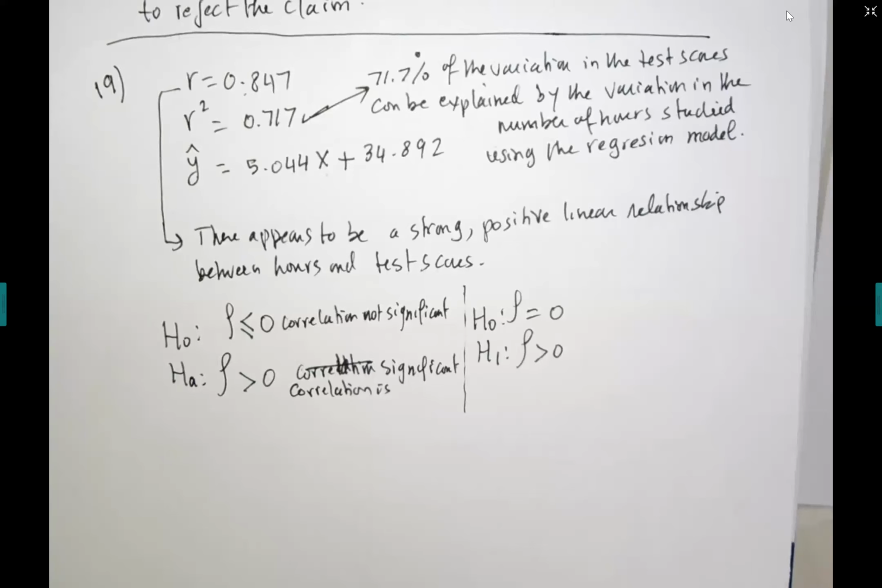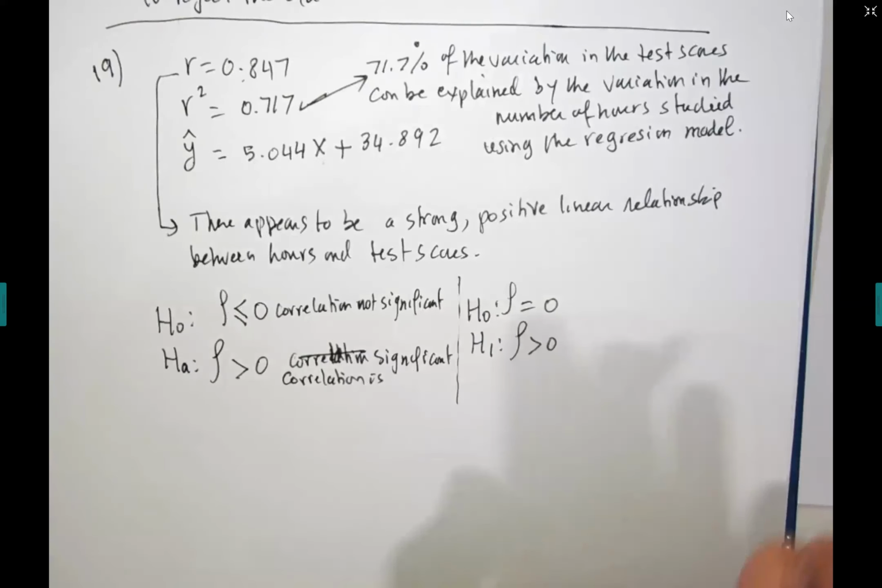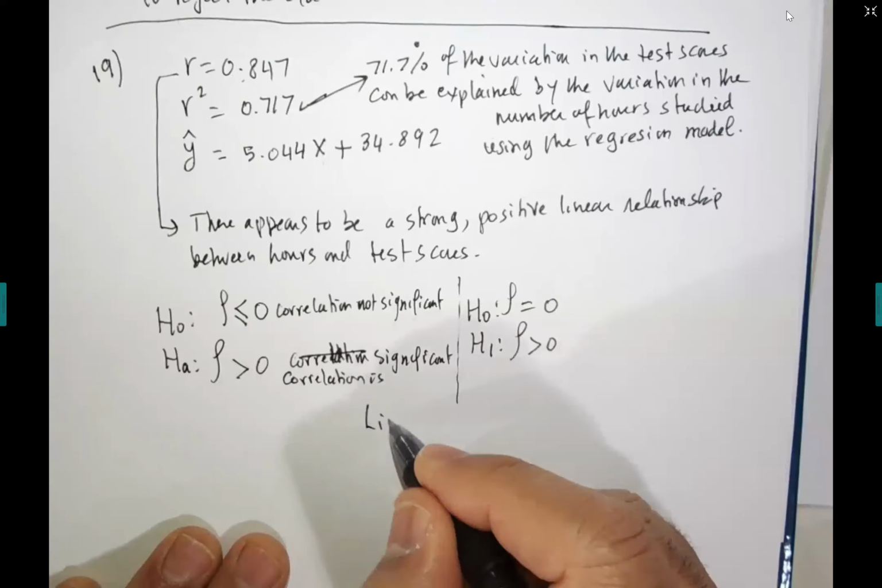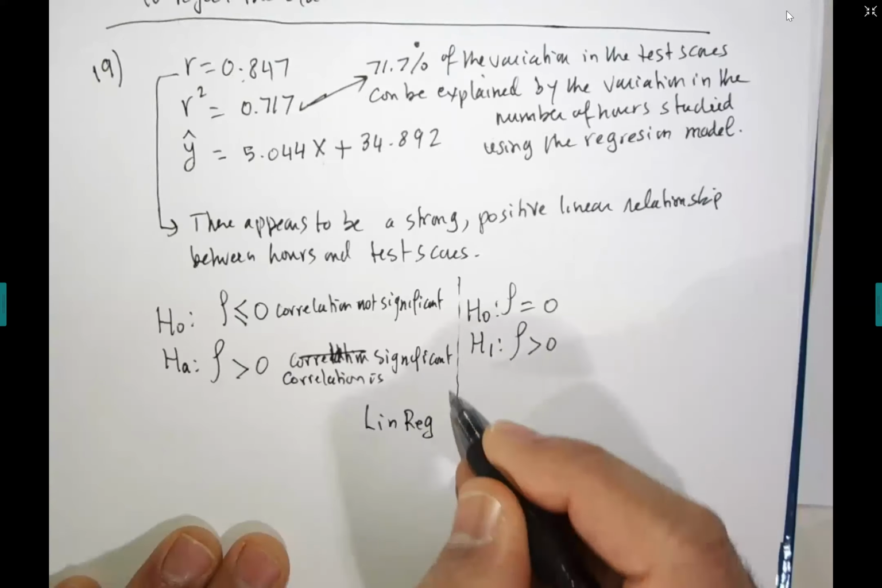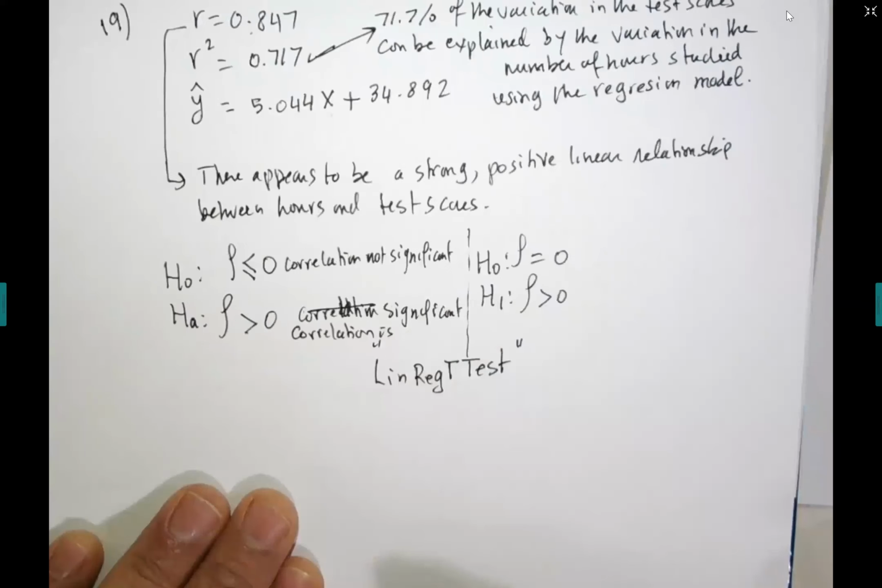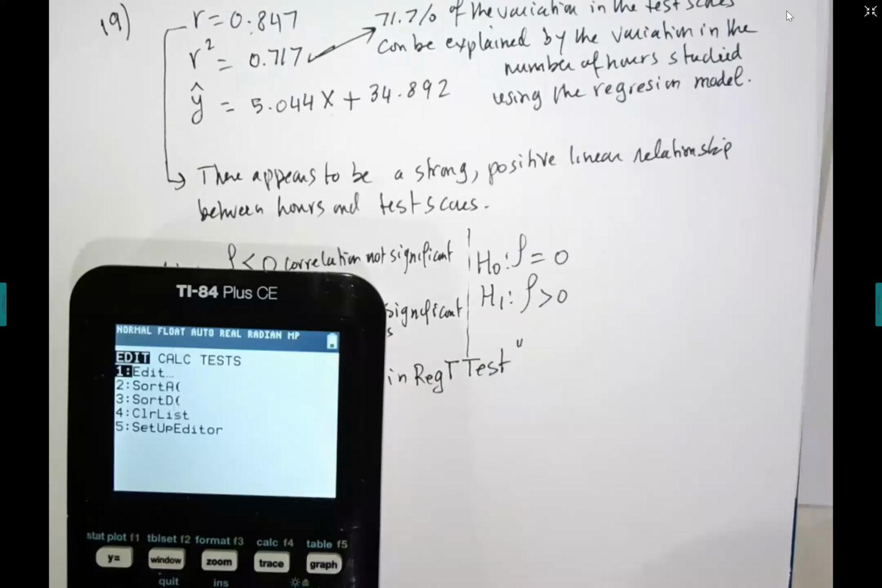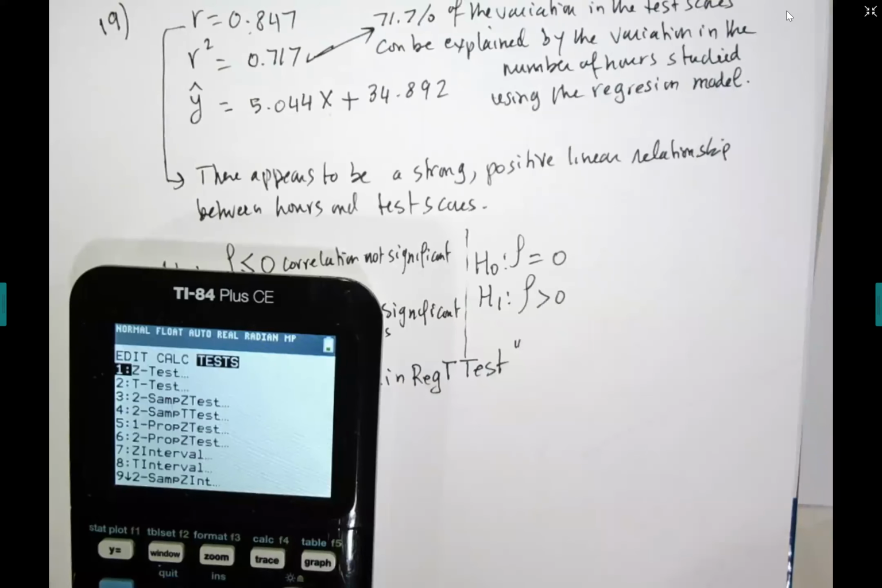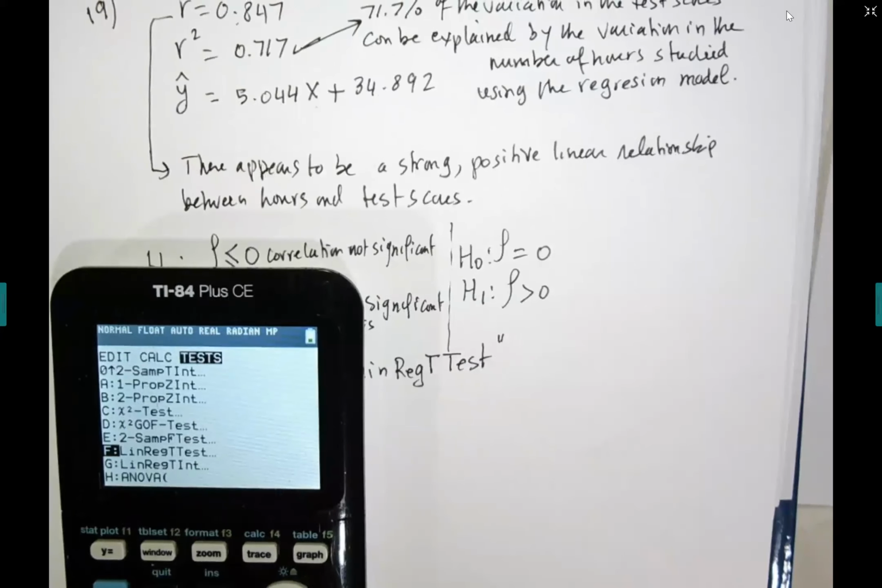All right, here is the test. And actually this test that I'm gonna use now, you could use to find R, R squared, the equation of the line, you can use it for everything. Linear regression t-test. And watch, guys. It does magic here. Go to STAT, TESTS, scroll up because it's at the bottom. And here it is, it's F. Linear regression t-test, enter. Okay.